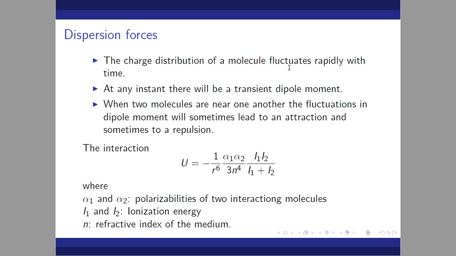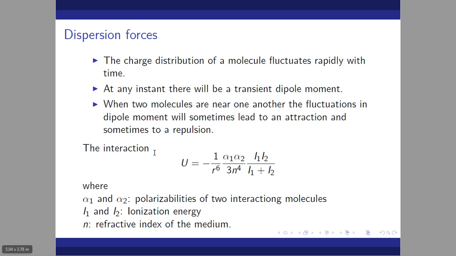Okay, so next is the dispersion force. The charge distribution of a molecule fluctuates rapidly with time. Or in the molecule it becomes a dipole, there are parts that are ionized and parts that are not. So this will fluctuate with time. If at any instant there is a transient dipole moment when two molecules are near one another, the fluctuation in dipole moment will sometimes lead to an attraction and sometimes to repulsion. So end to end, if the two ends that are near each other are both negative, we have repulsion. If one end is positive and one end is negative, then we have attraction.